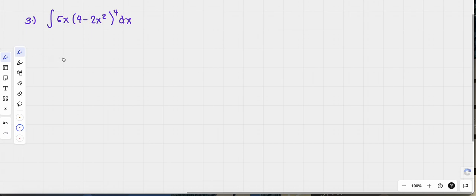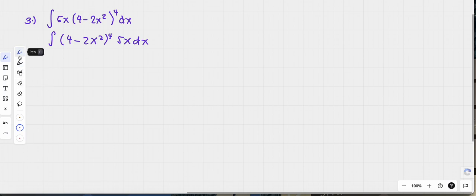Alright, let's have another example. So we're asked to evaluate the integral of 5x times the fourth power of 4 minus 2x squared dx. Then, if you want to organize your integral, you can rewrite this as the integral of (4 minus 2x squared) to the fourth power times 5x dx. And by looking at the exponents, it gives you a hint which will be u, which will be du.